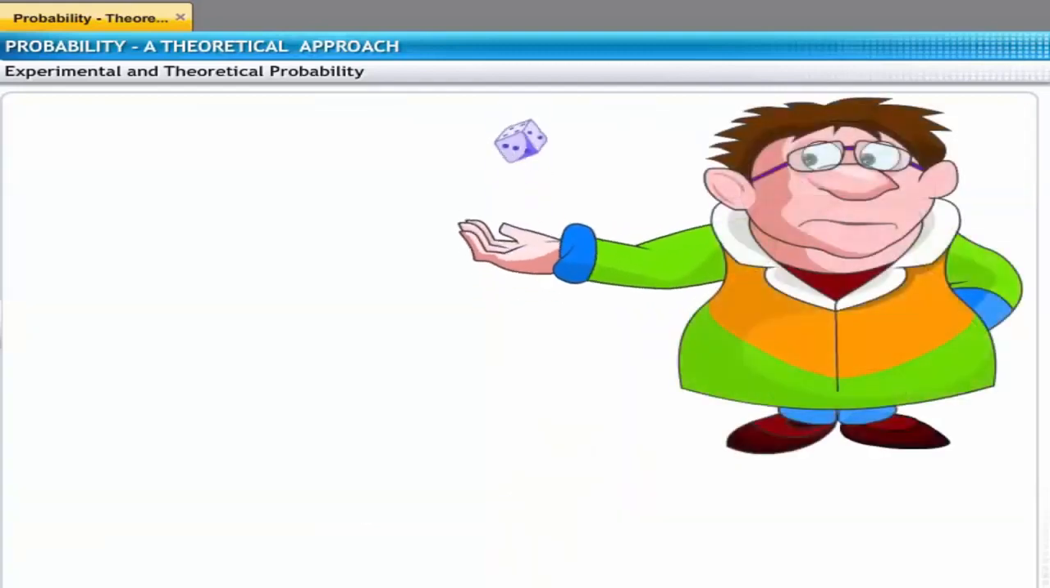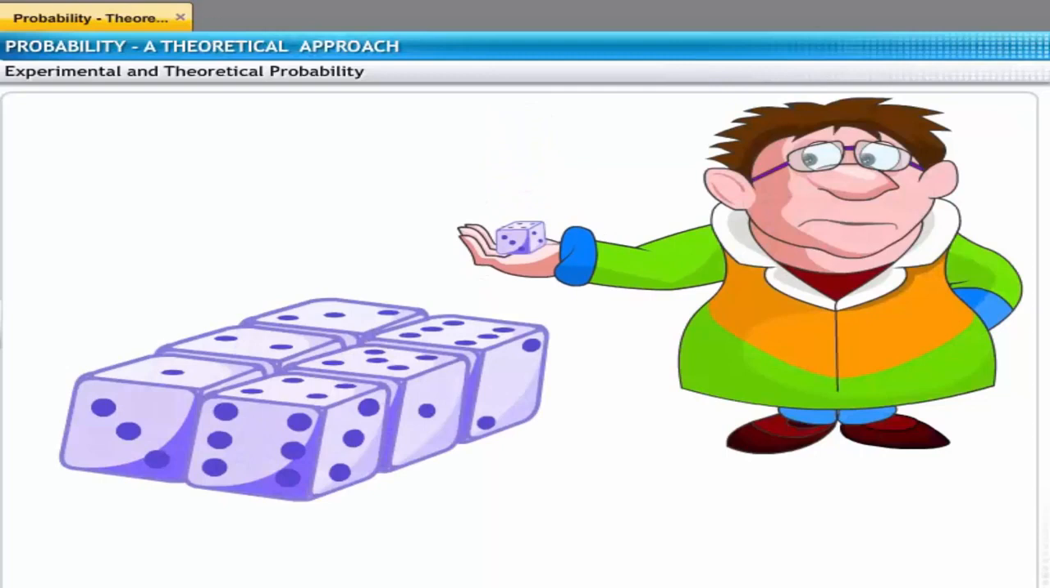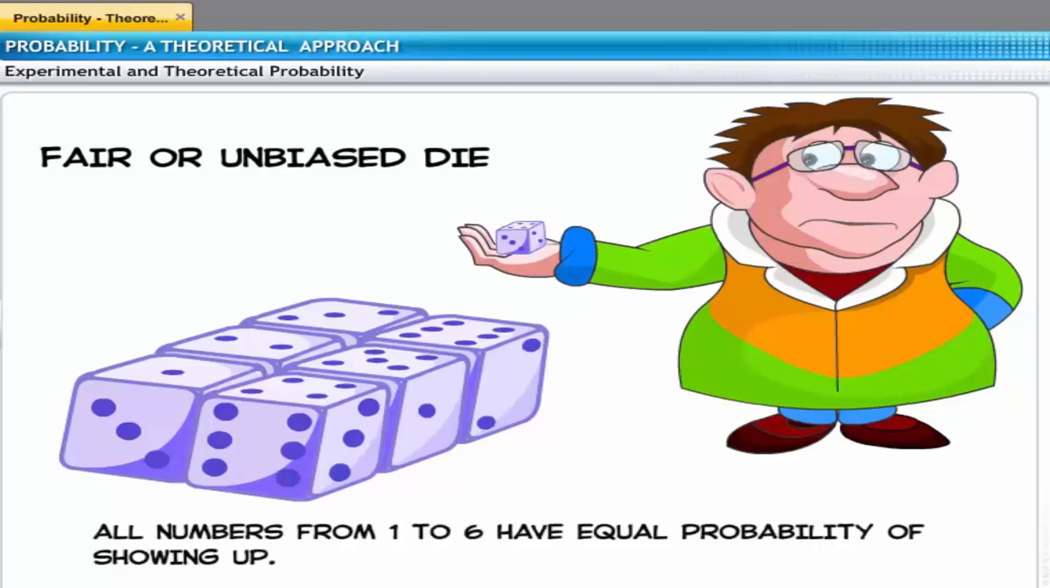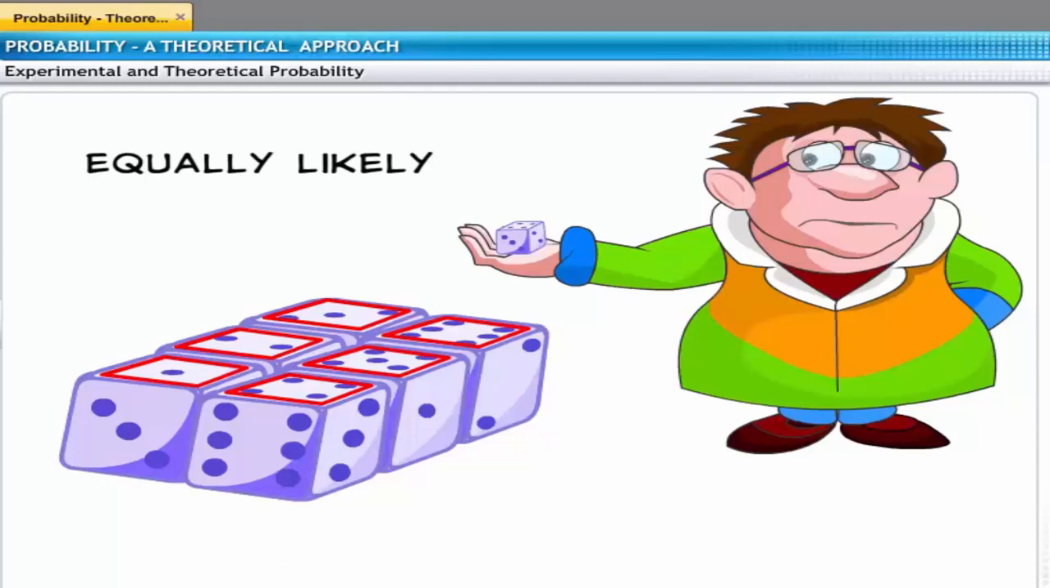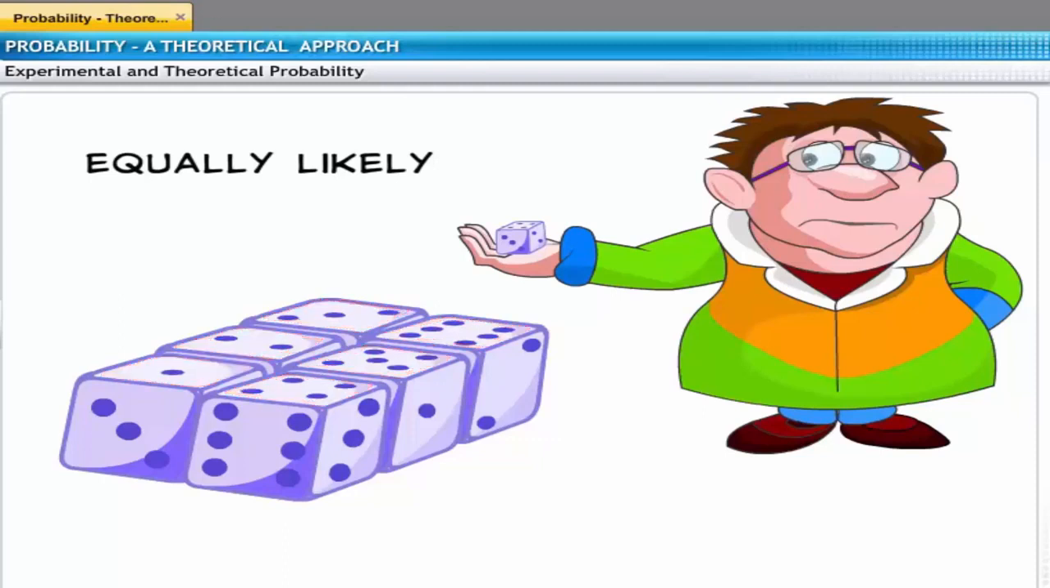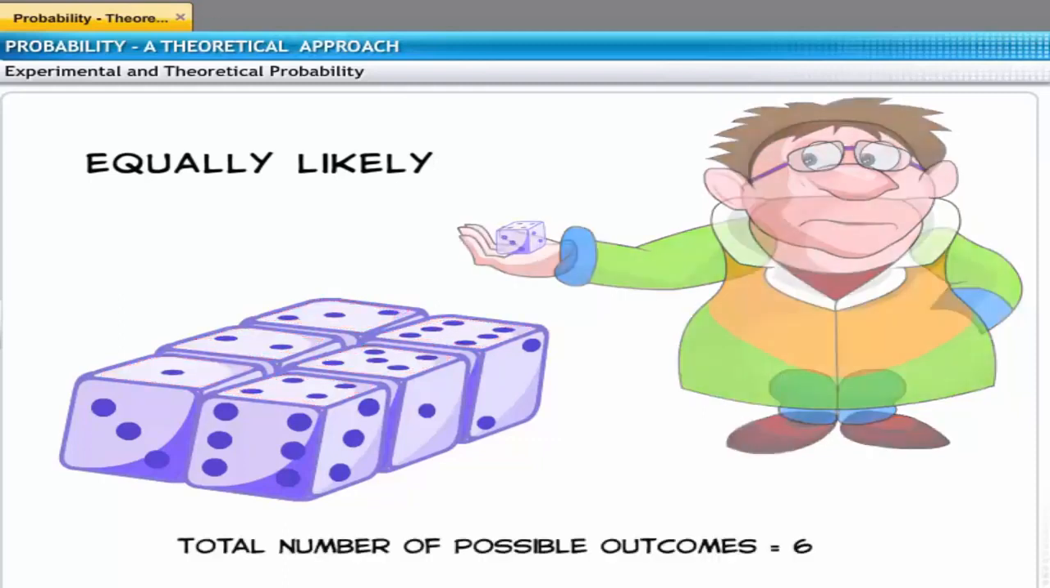Now, let's analyze the activity of rolling a die. A die when rolled will always show a number from 1 to 6. Here, we'll assume that the die is fair or unbiased. This means that if Mr. Gamerman rolls the die, then all the numbers from 1 to 6 have an equal probability of showing up. The possible outcomes when the die is rolled are 1, 2, 3, 4, 5 and 6. These outcomes are said to be equally likely. Thus, the total number of possible outcomes is 6.